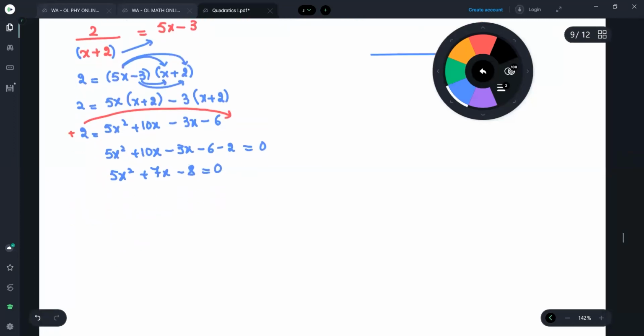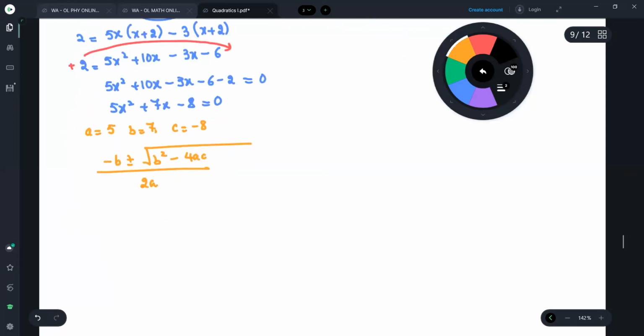Do you want to apply the quadratic formula or do you want to do the completing the square method? Quadratic formula. A equals 5, b equals 7, and c equals minus 8. I'm writing down the formula. You're going to help me out filling in the values inside the bracket. So minus b plus minus square root of b square minus 4 into a into c upon 2 into a. Now the value for b is minus 7, yes or no? Yes, sir. Then 7 square, then a is 5, then c is minus 8.